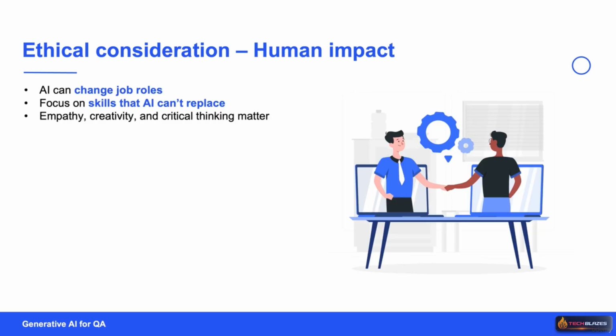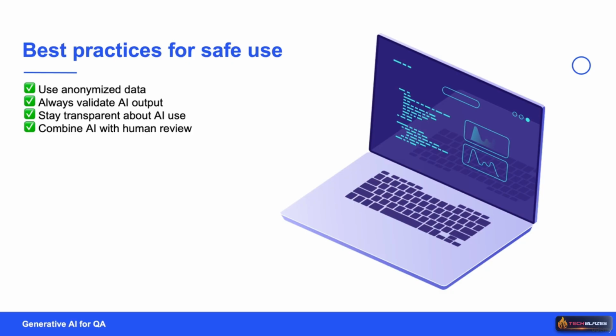Another ethical dimension is the human side. AI can automate many tasks, but not everything. It can't show empathy, make strategic decisions, or understand human behavior in context. That's where testers still have the upper hand. So instead of worrying about AI replacing jobs, focus on developing the skills AI can't mimic: creativity, reasoning, and collaboration. That's your long-term advantage.